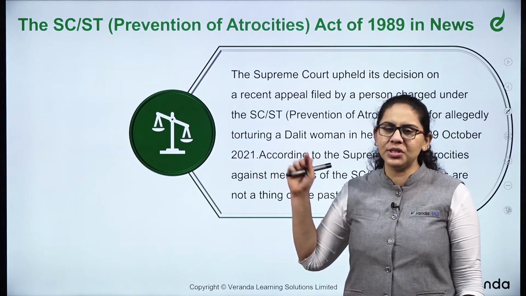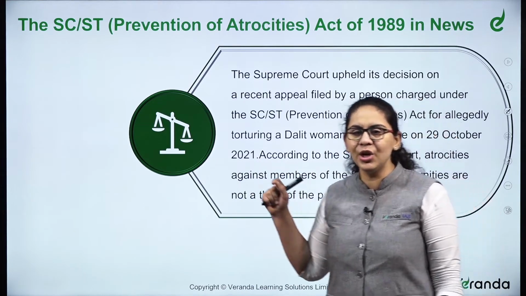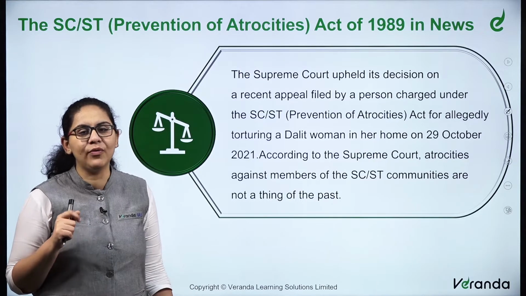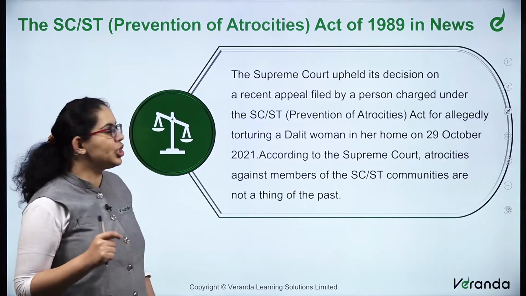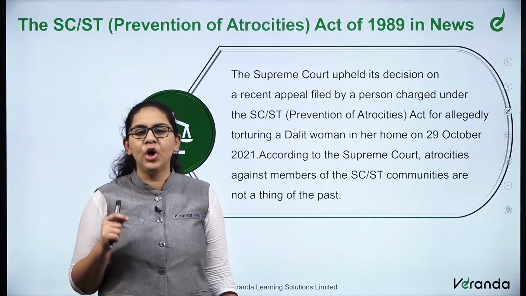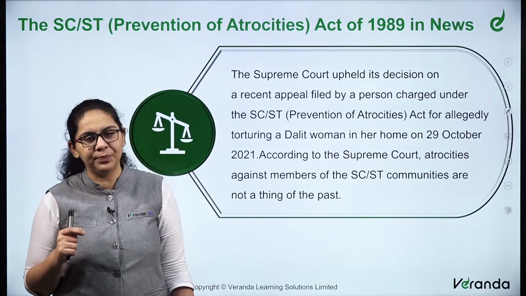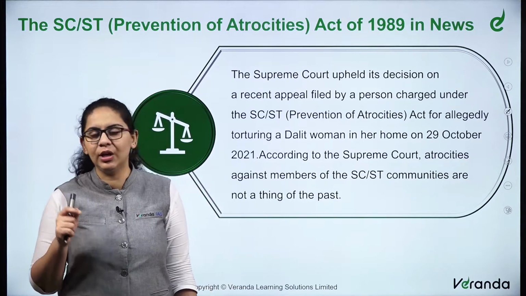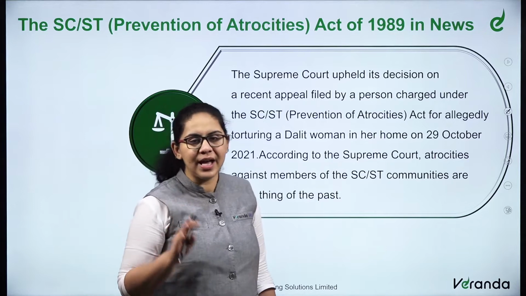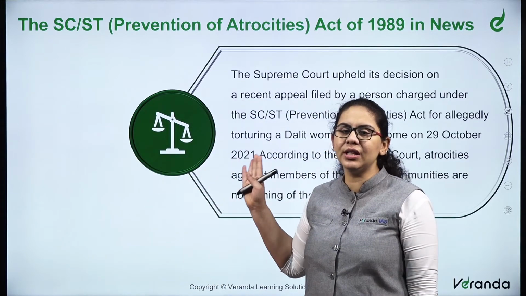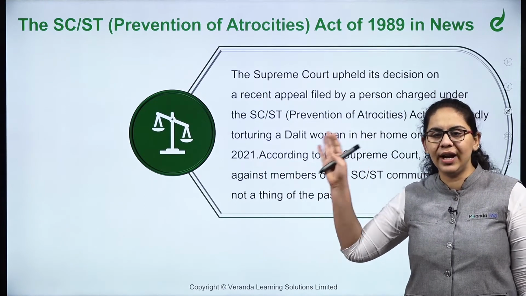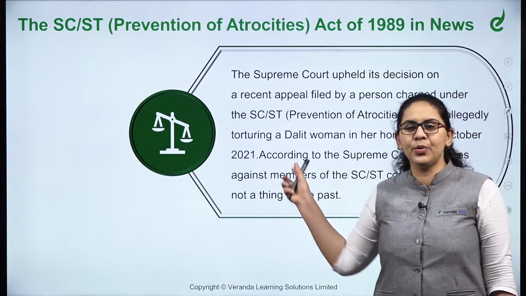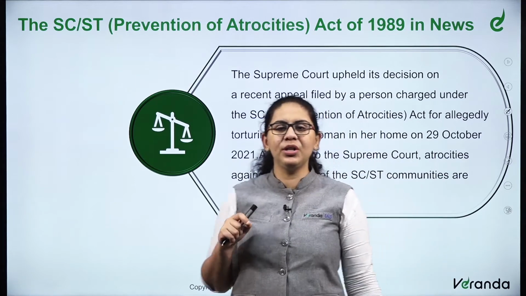Recently, there was a case in which the Supreme Court upheld its decision on an appeal filed by a person charged under the SC/ST Prevention of Atrocities Act for allegedly torturing a Dalit woman in her home on 29th October 2021. According to the Supreme Court, atrocities against members of SC/ST communities are not a thing of the past. So basically, as per this Act, some person was charged for torturing a Dalit woman in her home. After that, the person filed an appeal, and the Supreme Court rejected the appeal and upheld the decision.